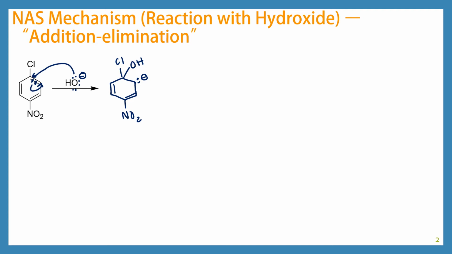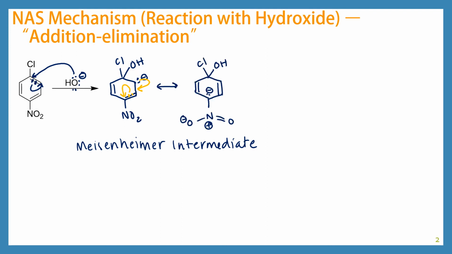This intermediate actually has its own special name. It is known as the Meisenheimer intermediate. And this intermediate has several different resonance forms which help us to explain why the nitro groups help this reaction occur. In the first example of resonance, we can take these electrons, create a new pi bond, and push these electrons onto the carbon that has the nitro group.